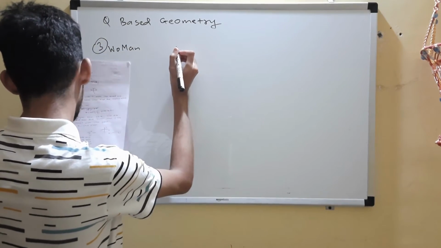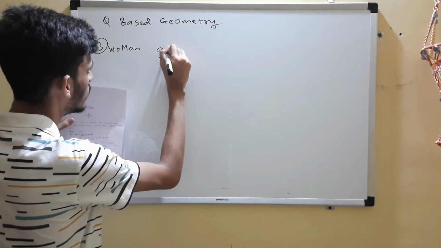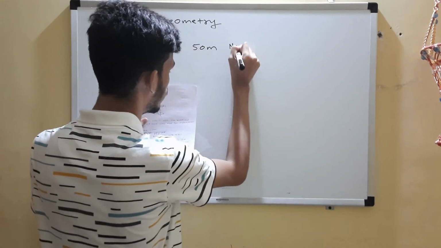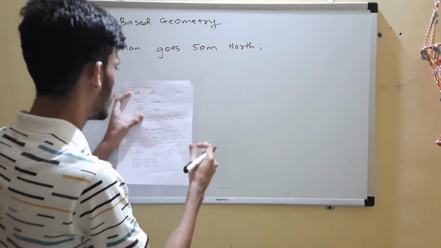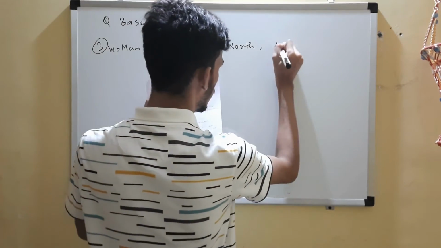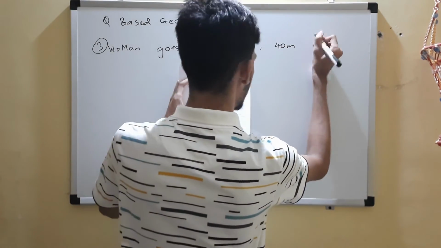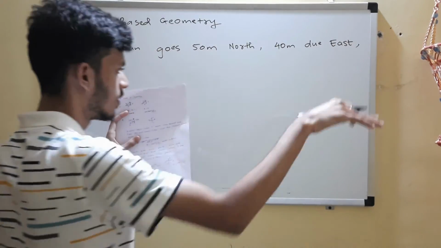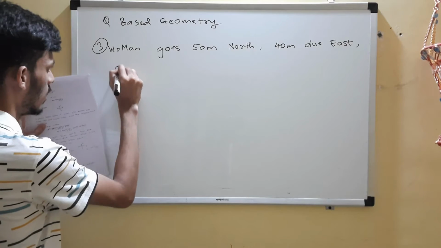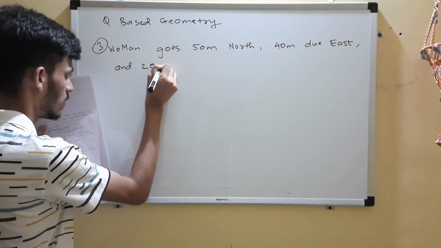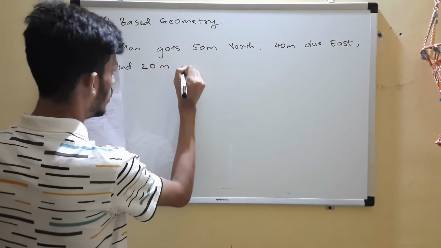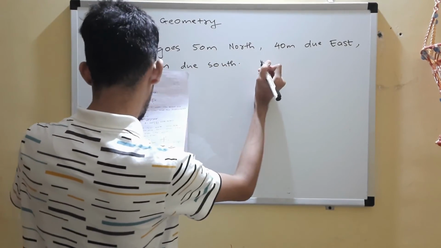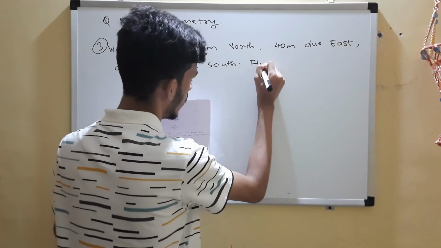So a woman goes 50 meters north, again that north, south, east, west. Then from there she goes 40 meters due east, and finally 20 meters due south. Find the displacement from initial point. Same question.